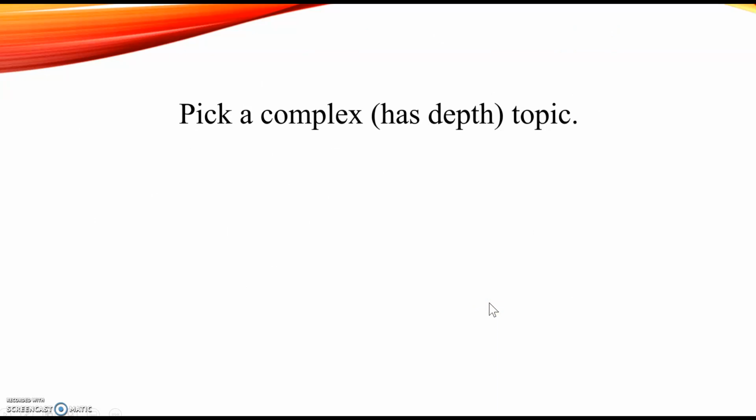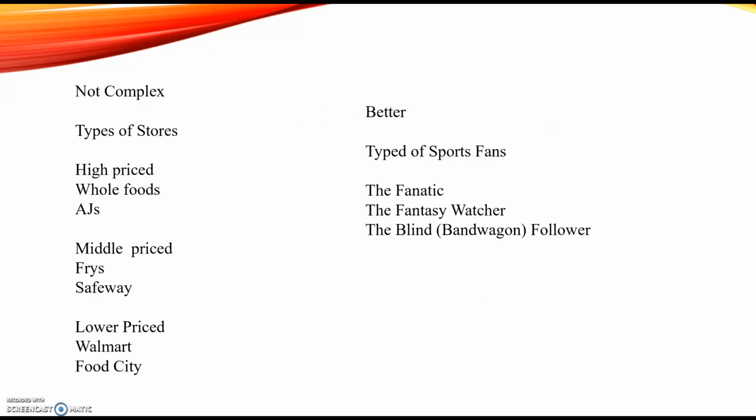So how do you pick a topic? If you understand that you are going to share something with us in your essay, you have to pick something that has some depth to it. So let's take a look at what has depth and what doesn't as far as we as instructors are concerned. So something that is not complex might be types of stores. And we're really looking at food stores at the moment. So we have Whole Foods and AJ's, which are our high-end. Middle would be Fry's, Safeways, Albertsons, Bashas', lower price Walmart, Food City.